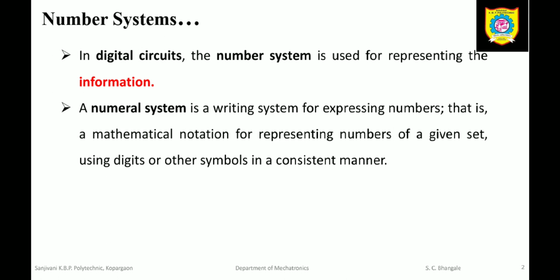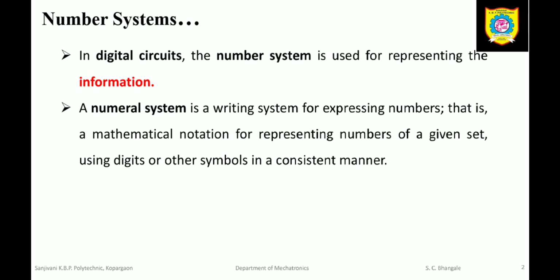In the modern world of electronics, the term digital is generally associated with a computer. This is because the term digital is derived from the way a computer performs operations by counting digits. So today we'll discuss number systems. In digital circuits, the number system is used for representing information.